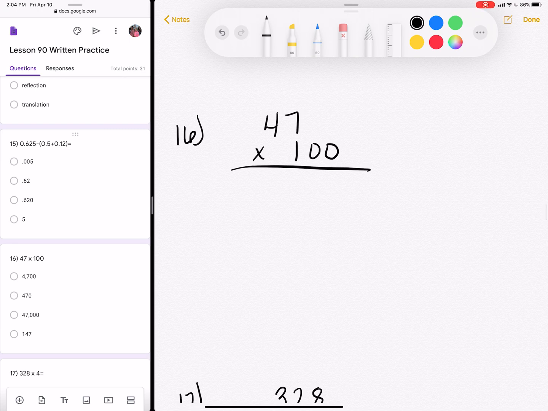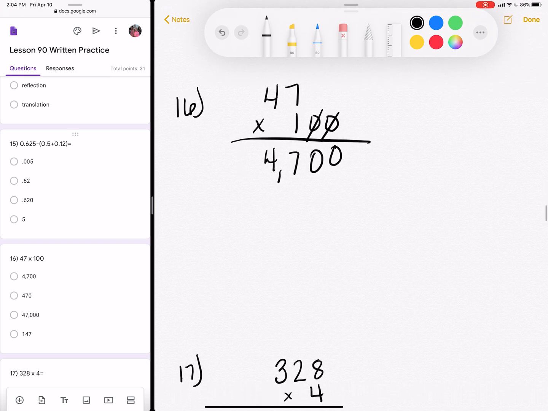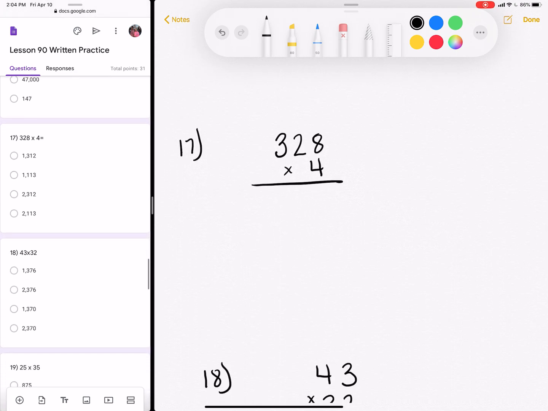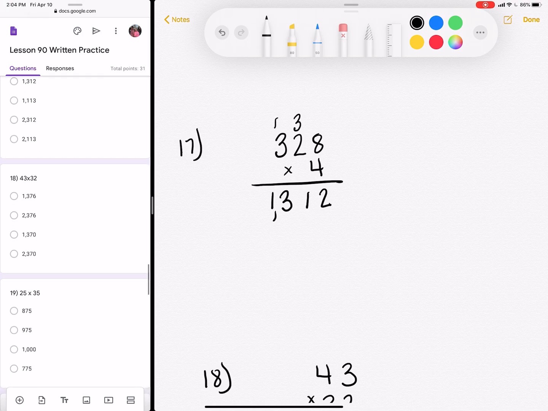16. 47 times 100. Use the zeros trick. 7 times 1 is 7. 4 times 1 is 4. 4,700. Number 17. 328 times 4. 8 times 4 is 32. 4 times 2 is 8. Plus 3 is 11. 3 times 4 is 12. Plus 1 is 13. 1,312 on number 17.